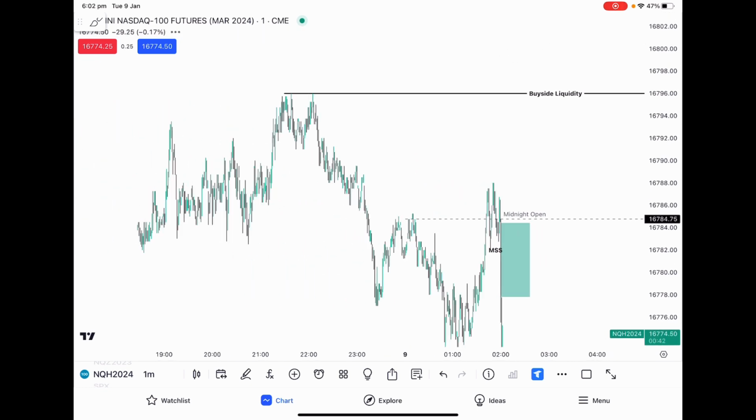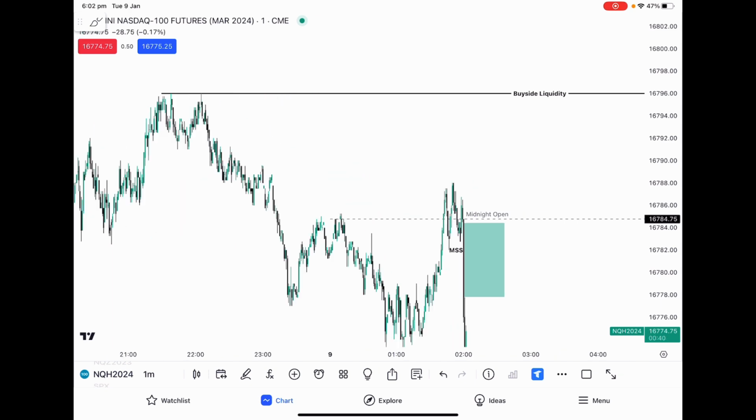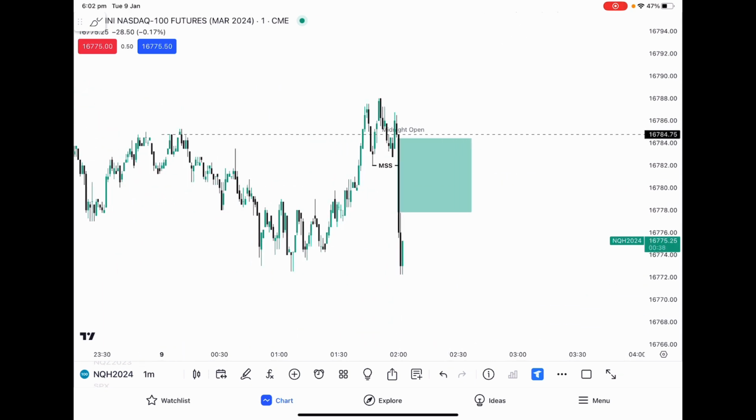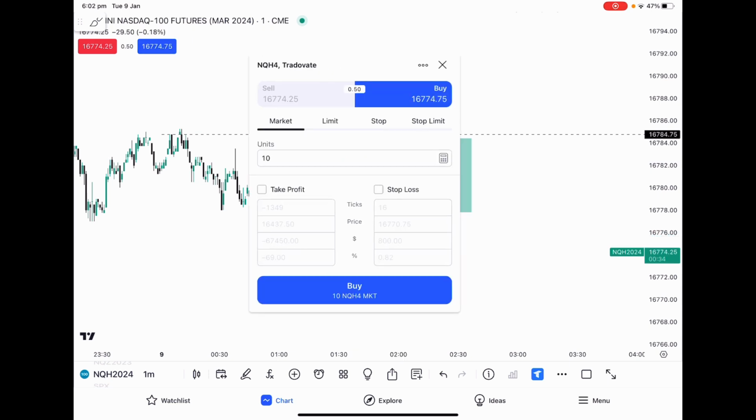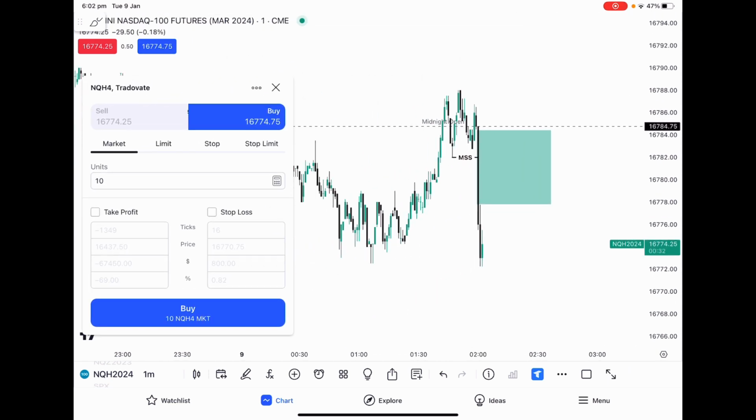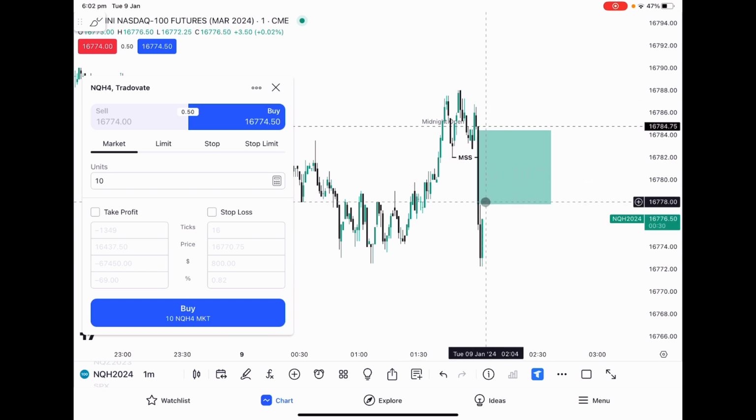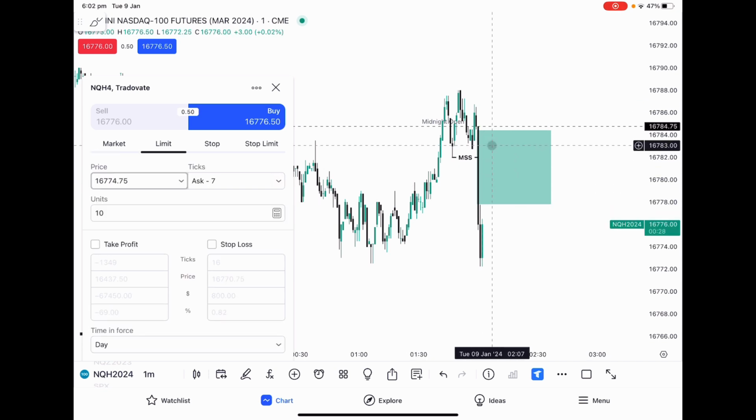Now, in terms of resting liquidity, there's still these equal highs left over. Would I be interested in taking a trade right now? Potentially, if we can return all the way up here, I would be interested in taking a short position to target the consequent encroachment of a 4-hour imbalance. So I'm going to set a limit order to the bottom of this breaker block.